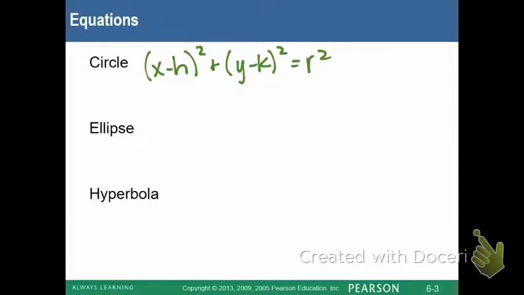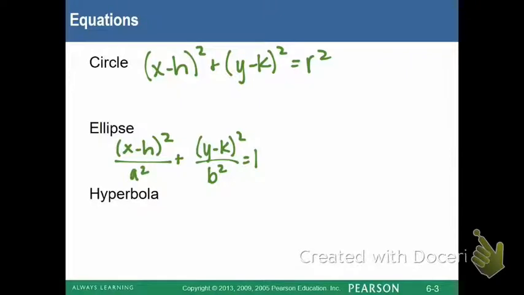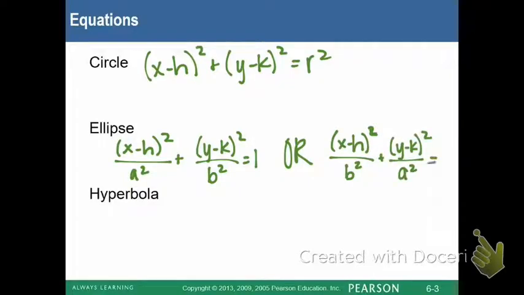For an ellipse, I'm going to show you the 2 different equations technically that we've gone over so far. So you could have x minus h squared over a squared plus y minus k squared over b squared equals 1, right? Or the difference we could have, it's still x minus h squared, but the b could be on the bottom first here. Plus, and then y minus k squared over a squared equals 1.